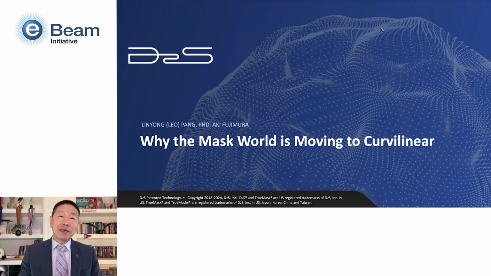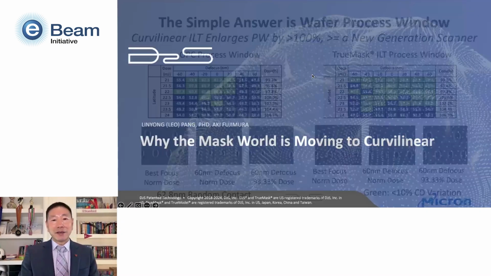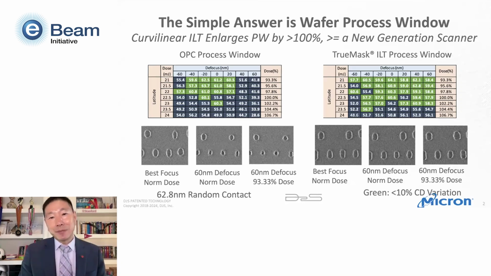You have seen so many curvilinear mask talks at SPIE Advanced Lithography this year and last year. You must be wondering why. And I think most of you know the simple, straight answer. The simple answer is process window, because curvilinear ILT can significantly improve the process window.